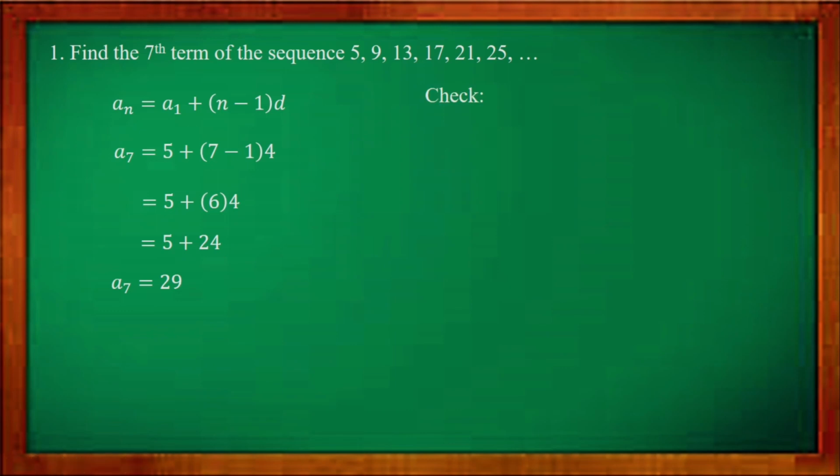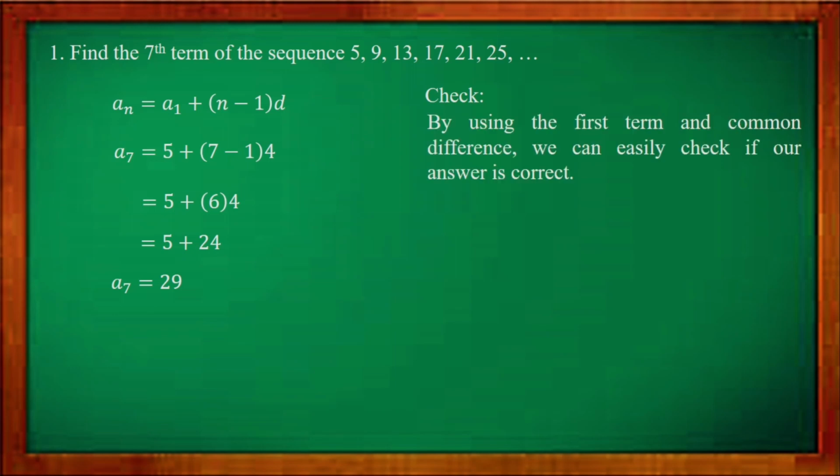And for us to check whether our answer is correct, by using the first term and the common difference, we can easily check if our answer, which is a sub 7, is correct. So again, a sub 1 is 5 and the common difference is 4. Let us check by adding the common difference to the preceding terms. First, we have 5 as our first term. So we are just going to add the common difference 4 to the preceding terms. So 5, which is our first term, plus the common difference 4 equals 9.